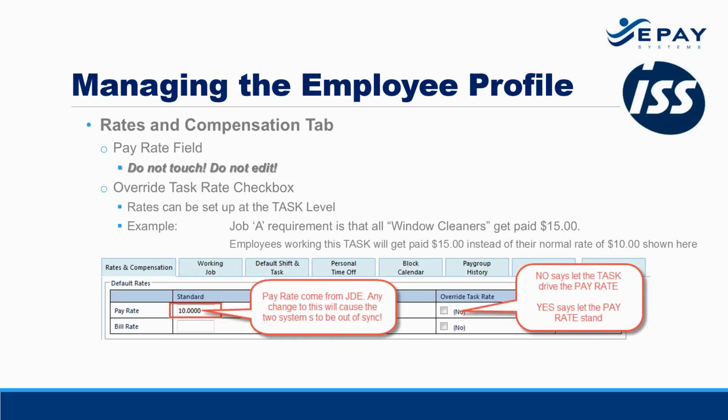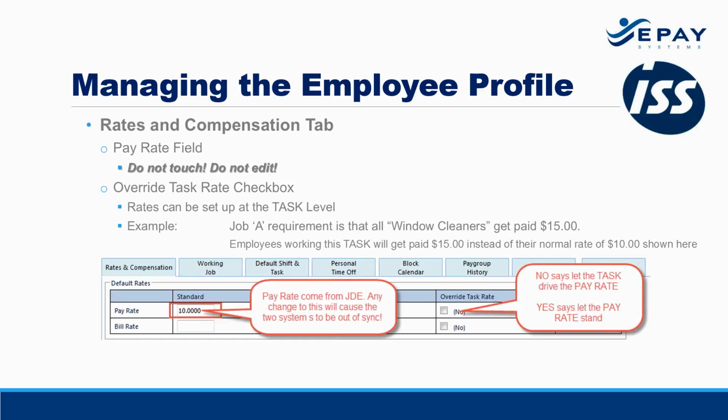The override task rate checkbox that's available there allows you to incorporate another level of rates. Too many times around the country, we realize that a custodian might get paid $10 an hour. That's the normal pay rate. But for this particular job, they may get paid $15 an hour.